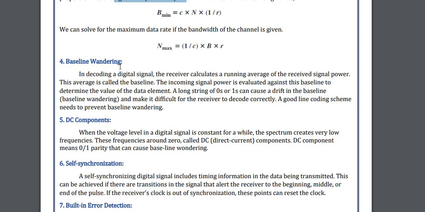Now baseline wandering. In decoding a digital signal, the receiver calculates the running average of the received signal power, and the average is called the baseline. This baseline is very important for theoretical questions. Now, what is baseline wandering? A long string of zeros or ones can cause a drift in the baseline, which is known as baseline wandering, and make it difficult for the receiver to decode correctly.